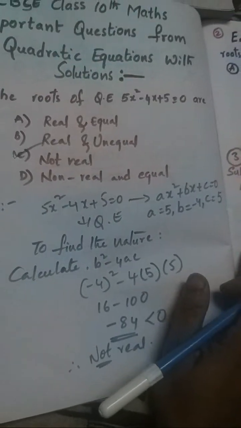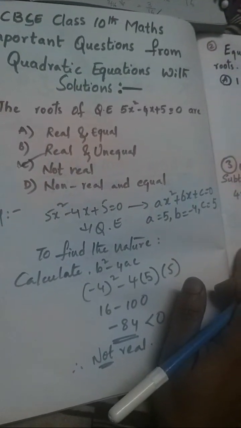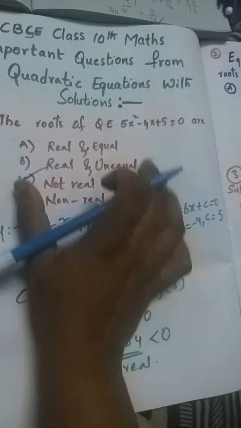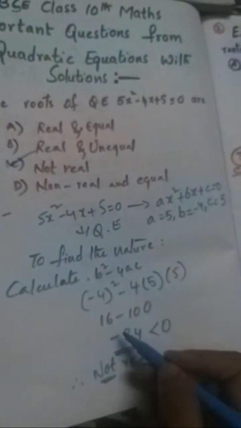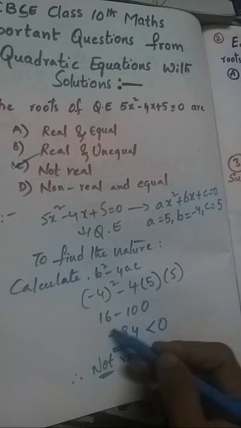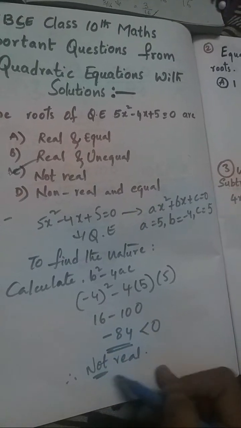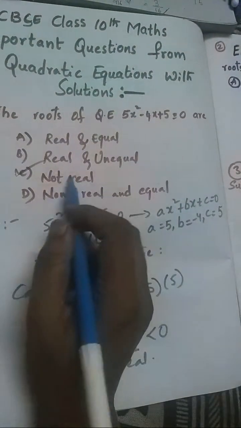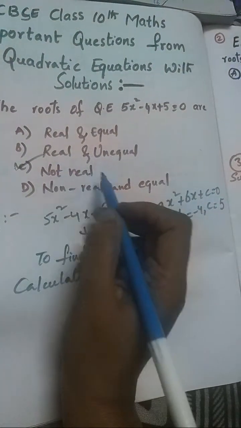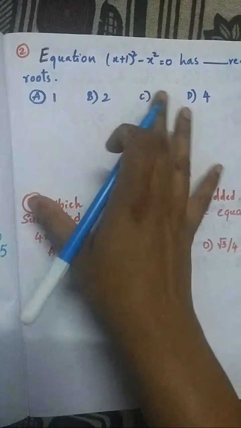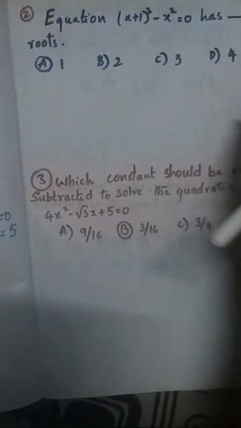Okay, like this we have to find the nature of the given quadratic equation. If these options are not given, we have to take the solution as the answer. If the value is negative, it is not real. If the value is positive, we have to take it as real. Okay, now the next problem. I have written some important example MCQ problems of quadratic equations. Let us solve them one by one.